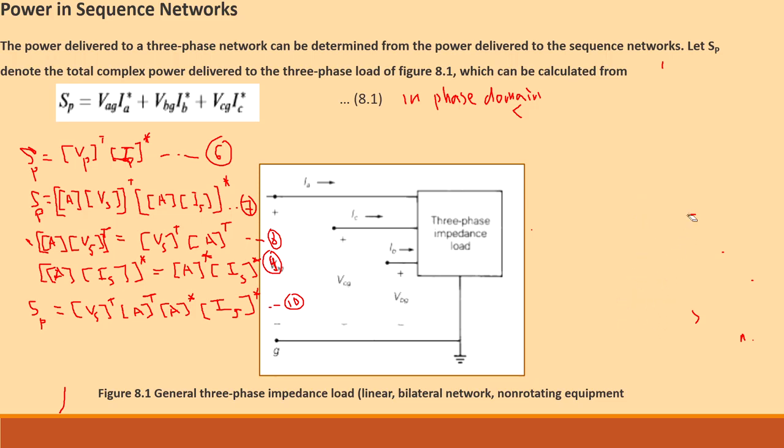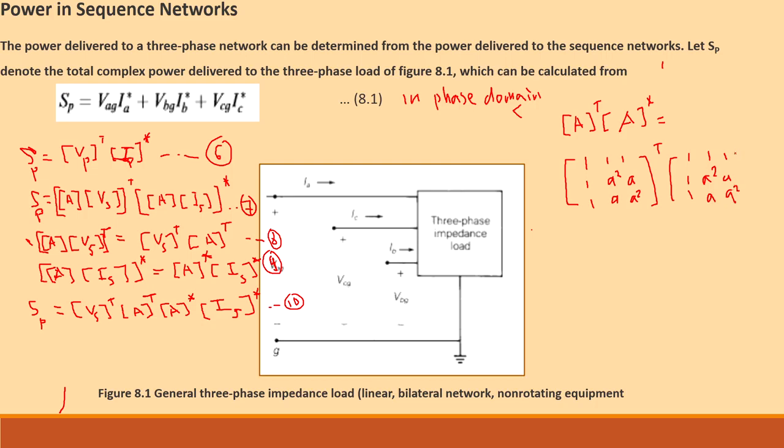We have the following. The multiplication of A transpose by A conjugate is equal to A. We know that A is equal to 1, 1, 1, A square, A, 1, A square, A. The transpose of this matrix multiplied by A conjugate: 1, 1, 1, 1, A square, A, 1, A, A square, the conjugate.